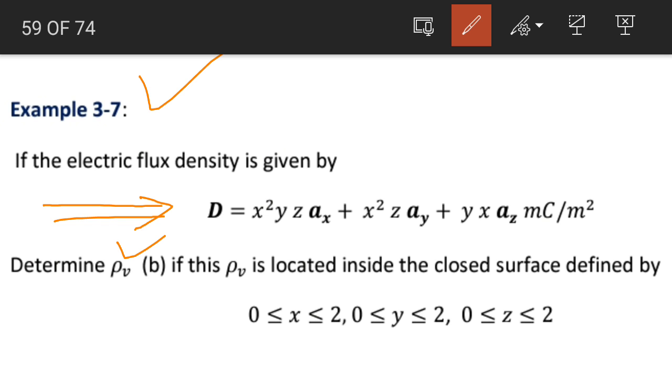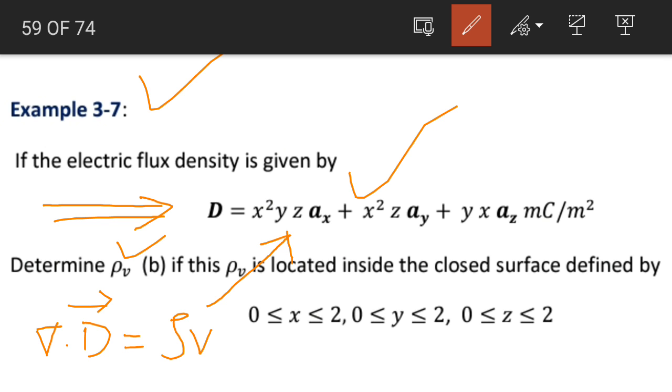So we will calculate the volume charge density in accordance with the first equation of Maxwell. The first equation of Maxwell says that the divergence of D will be equal to rho v. So we will calculate rho v in accordance with this equation. We will calculate the divergence of this vector in the rectangular coordinate system, and the divergence will give you rho v.